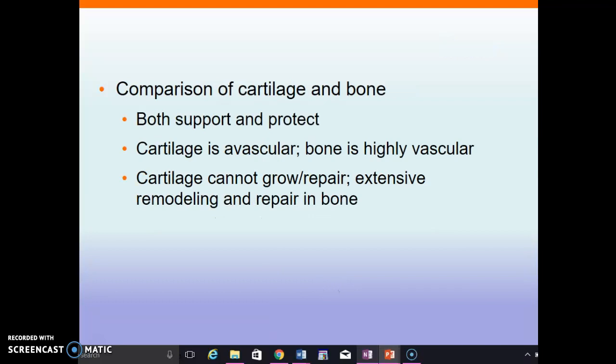In comparing cartilage and bone, both support and protect, but cartilage is avascular and bone is vascular. This means cartilage heals slower than bone.